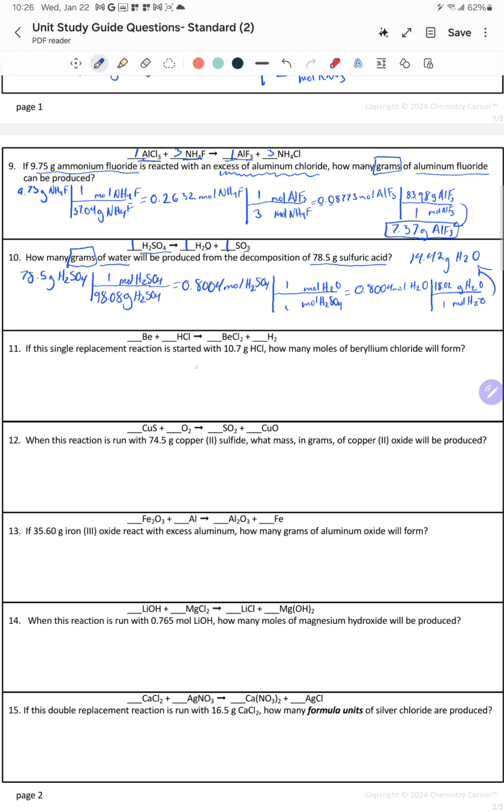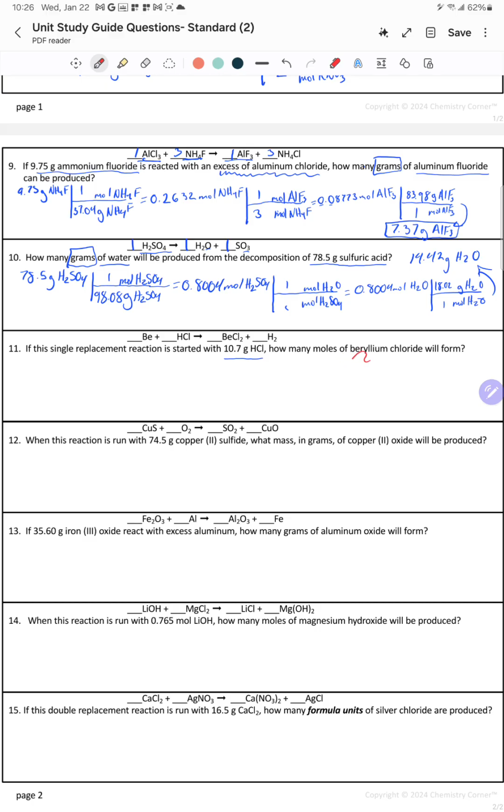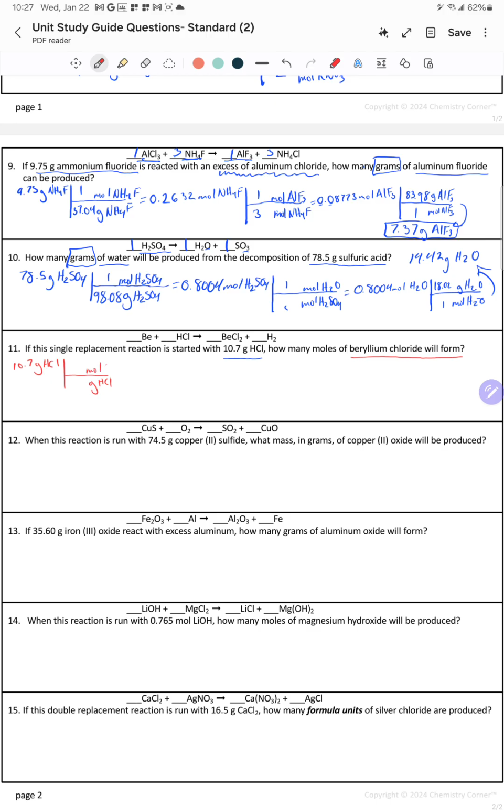A single replacement reaction is started with 10.7 grams of hydrochloric acid. Change colors a little bit. How many moles of beryllium chloride will be formed? So I'm just starting with my grams of hydrochloric acid, and since I'm comparing 2 different substances, that means I have to go to moles. So I go 10.7 grams of HCl, and I'm going to moles of HCl. So I need to go from grams of HCl to moles of HCl.